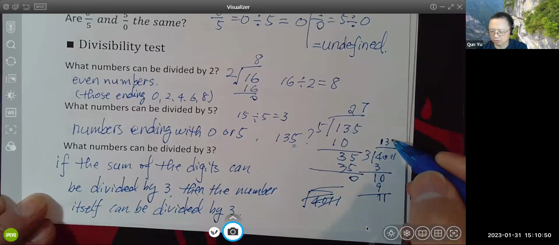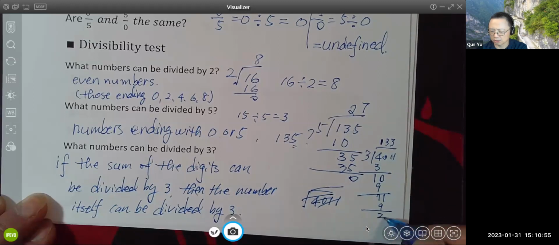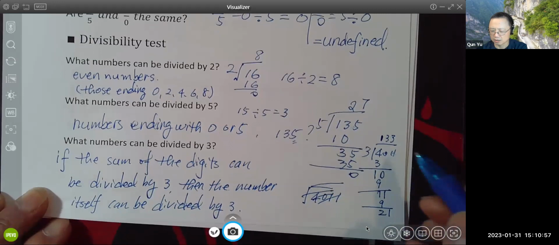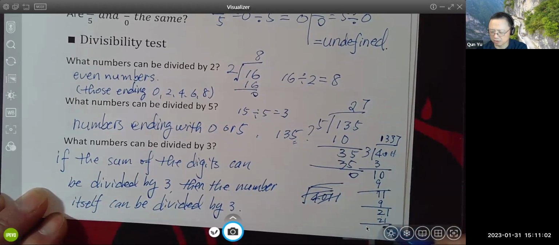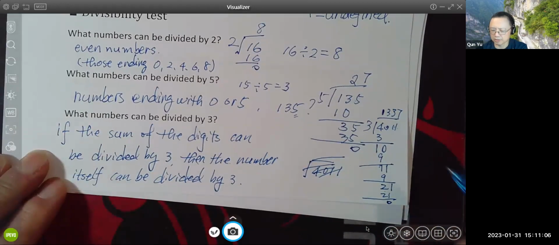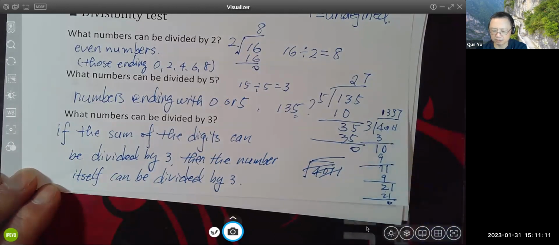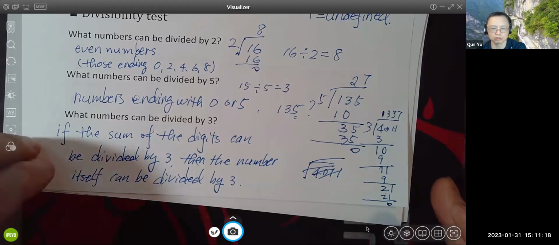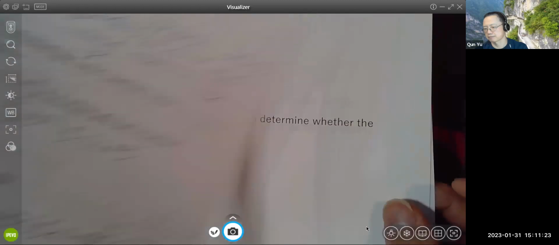So we still have 3 3's in it. 3 times 3 is 9. Remainder is 2. Put another digit 1. That's 21. There are 7 3's in 21. And we divide it evenly. Remainder is 0. So there are 1,337 3's in 4011. So this number, 4011, can be divided by 3. So those are the divisibility rules. Okay, let's move on to the next page.